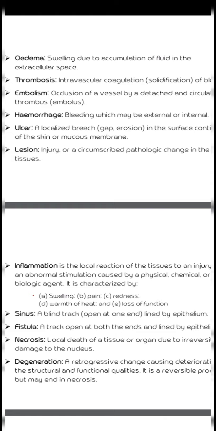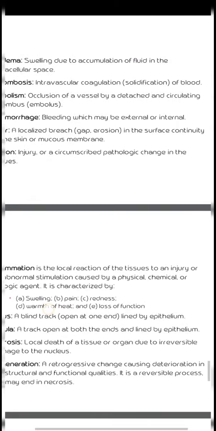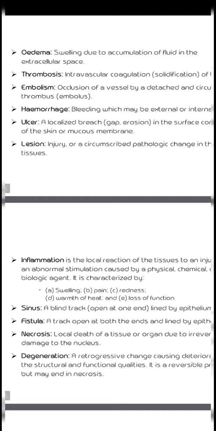Same if the person has a blunt injury and there is blood under the skin, जिसे हम कहते हैं नील पड़ गया, that is an example of internal hemorrhage. Also, whenever there is a breach or a gap in the surface or continuity of a mucous membrane or of skin, it is known as ulcer.